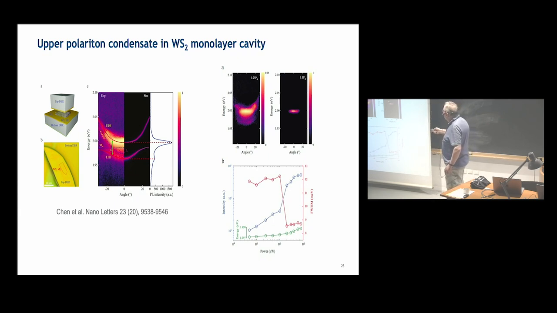As you pump more, you get to a critical point where you get to threshold, but it's in this upper mode. So you can do that. The line width drops, the population grows very dramatically as you go through this. So this looks like some kind of lasing transition, really.